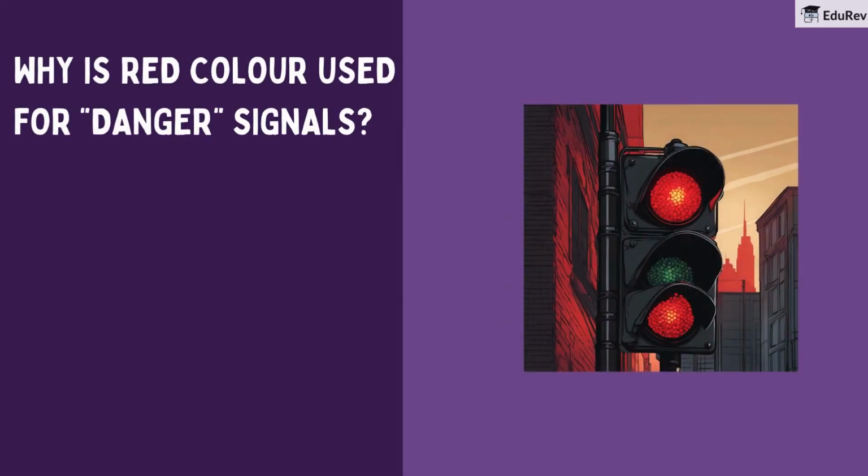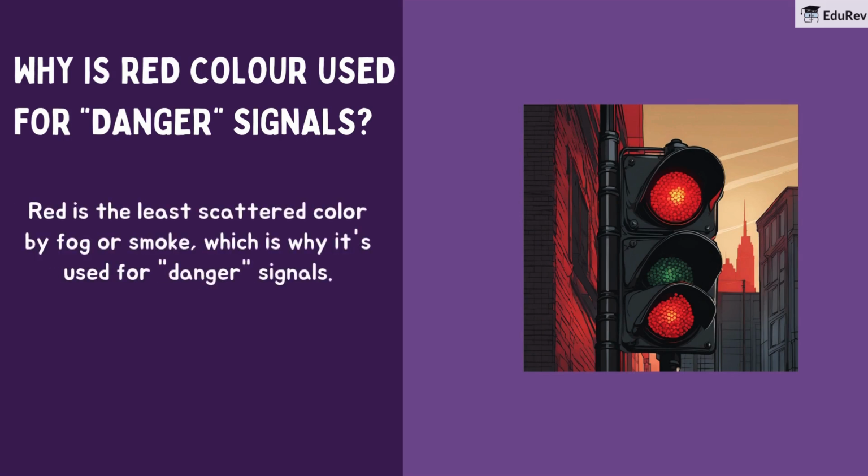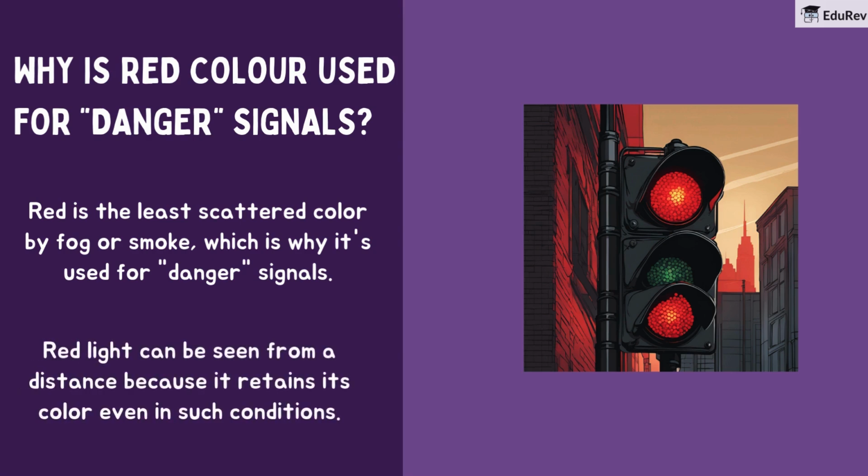Why is red color used for danger signals? Red is the least scattered color by fog or smoke, which is why it's used for danger signals. Red light can be seen from a distance because it retains its color even in such conditions.